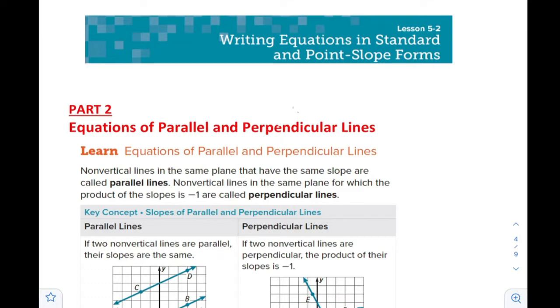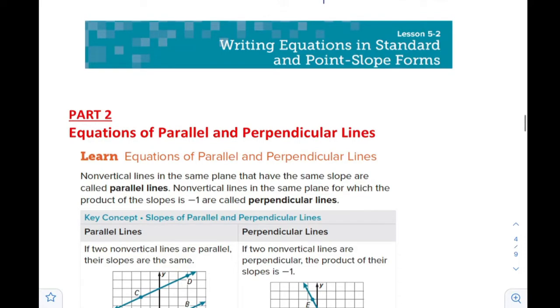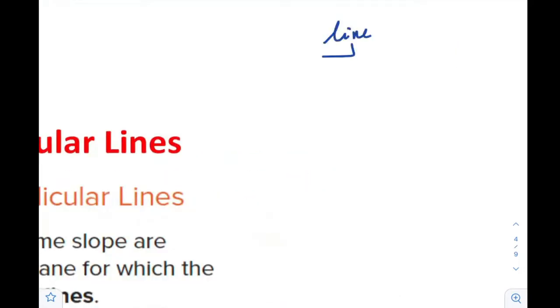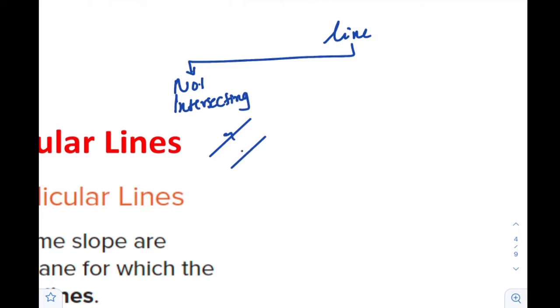What is the meaning of parallel lines and perpendicular lines? Lines might have two cases. Lines can be not intersecting, never intersecting. They are in the same plane, and if you extend them forever they will never meet, and we call them parallel lines.